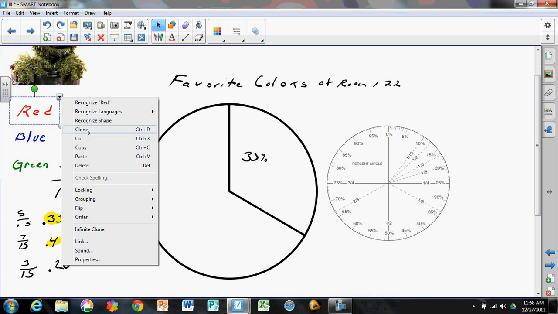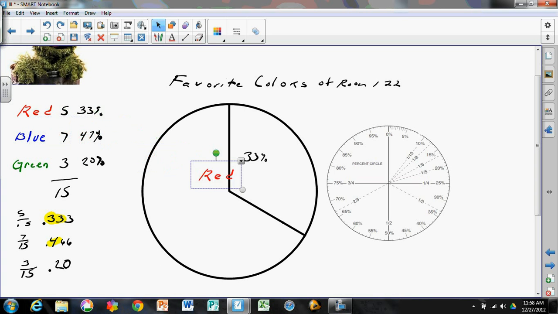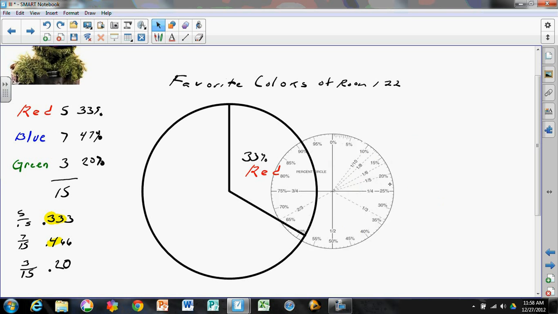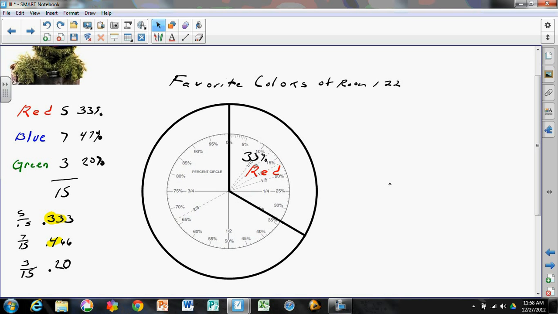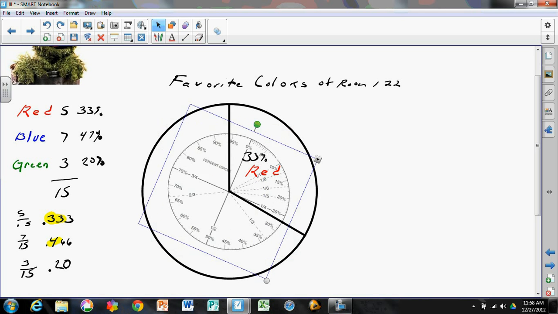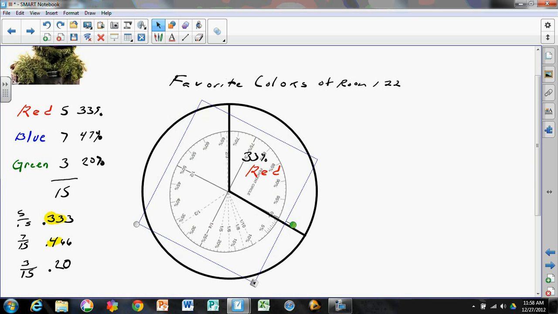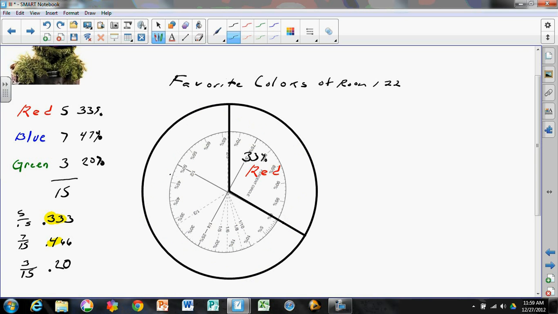Just clone that and bring him into that circle. So 33% chose red. The next one is 47% for blue. And now when we put our percent circle back into the center of the circle, we need to rotate it so the 0 mark right here is at our new starting point. So our new starting point is right there. And then now what we need to do is find the 47 mark. It should be near 50. There's 45, 46, 47, right about there.